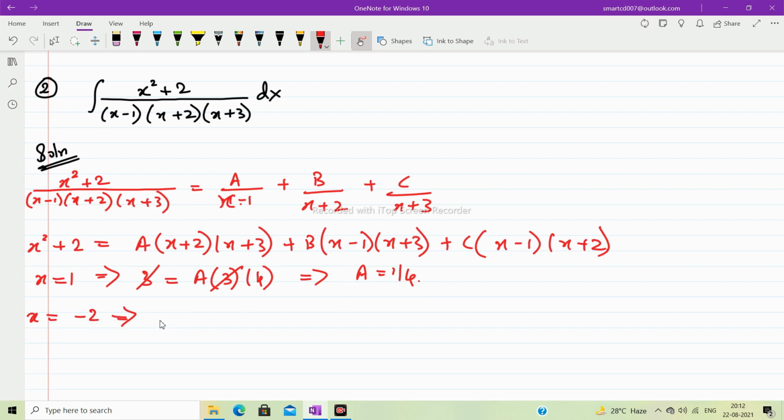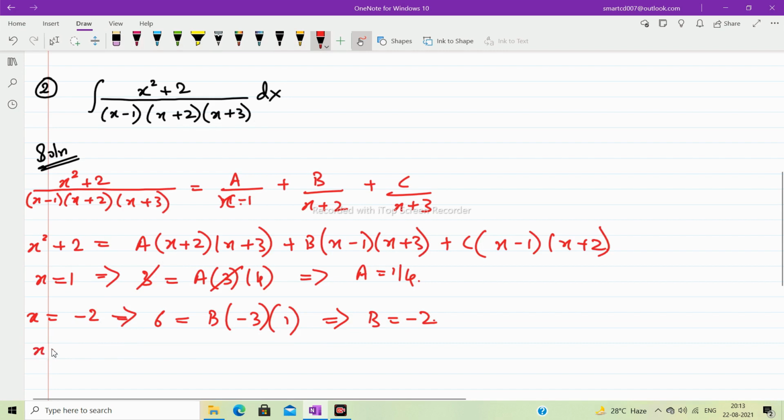Then I'll put x as minus 2. If I do that, minus 2 the whole square is 4, so 4 plus 2 is 6, and this becomes 0, so you have b. With x as minus 2, you have minus 3 into 1, so I get b as minus 2.